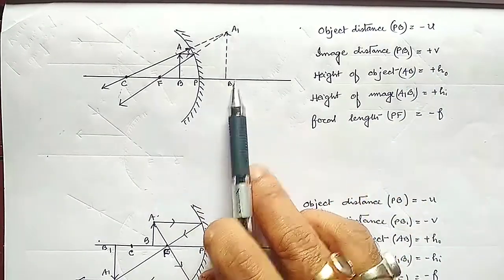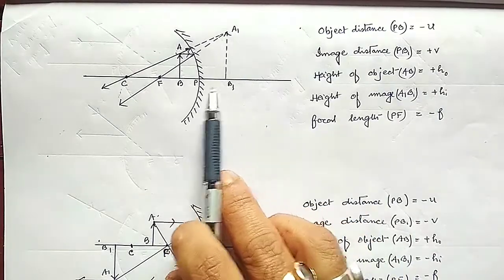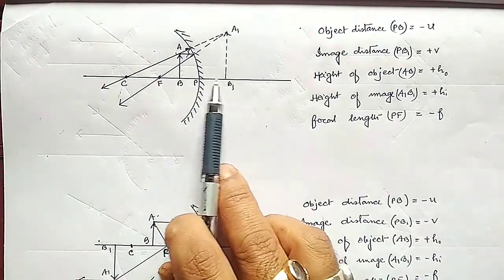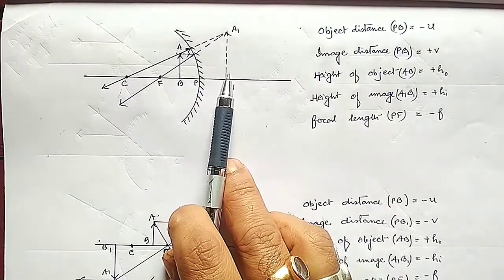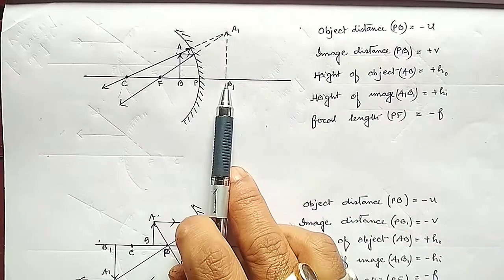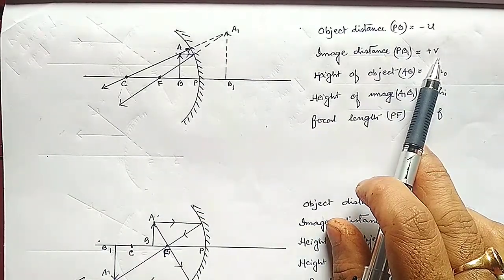Here A1B1 is the image and the distance of the image from the pole is PB1. Now you can see this distance is on the right hand side, so it will be taken as positive. So image distance PB1 we write as plus v. Image distances are represented by the symbol v.